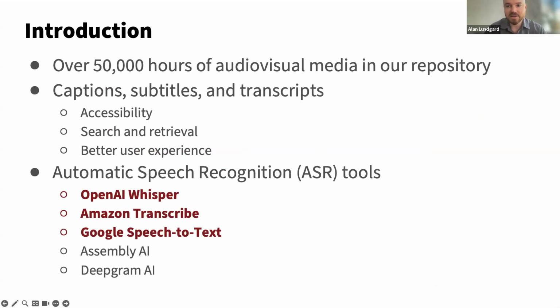This content should have textual captions, subtitles, and transcripts, which, as noted, are important for accessibility, search and retrieval, and overall better user experience. It's not quite the National Library of Sweden, but 50,000 hours is still quite a lot to transcribe manually. So automatic speech recognition, or ASR tools, can help to generate this text.